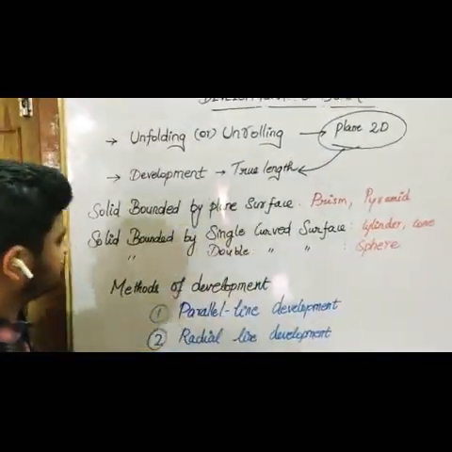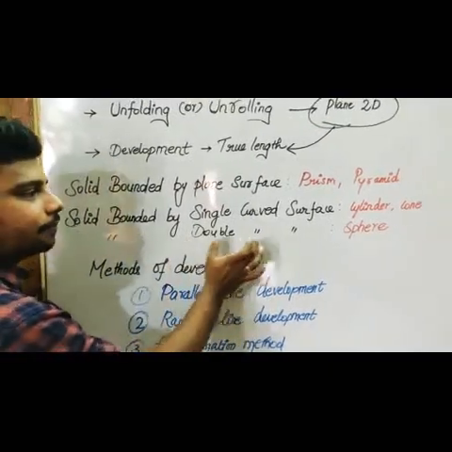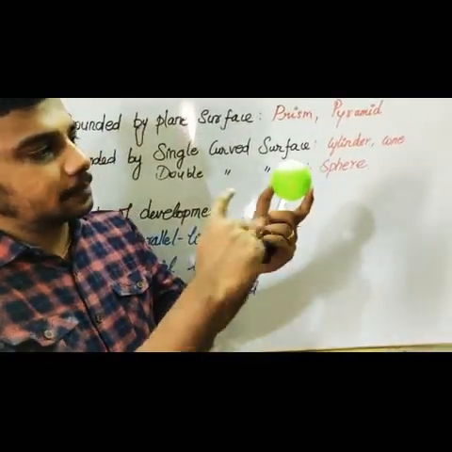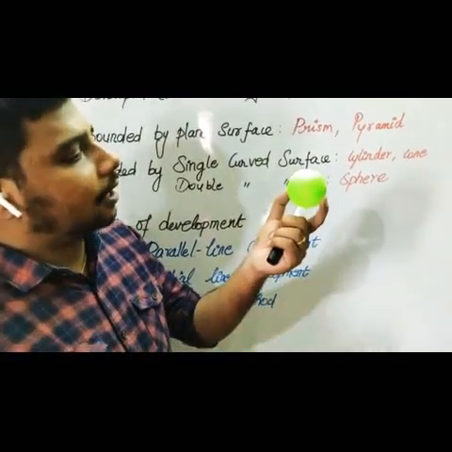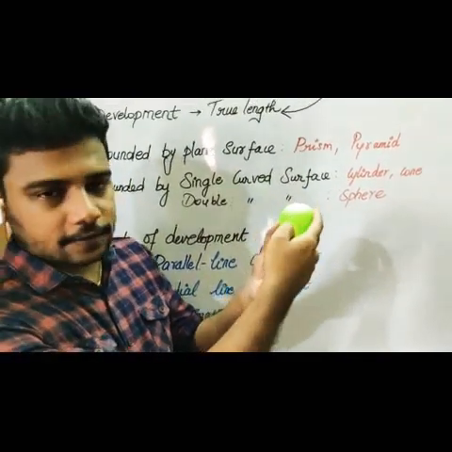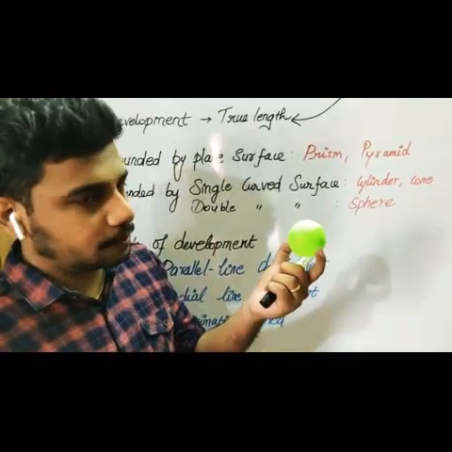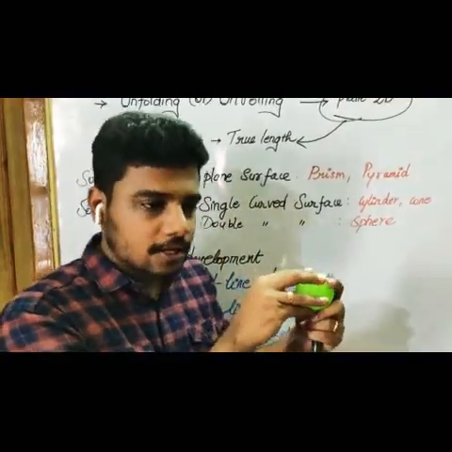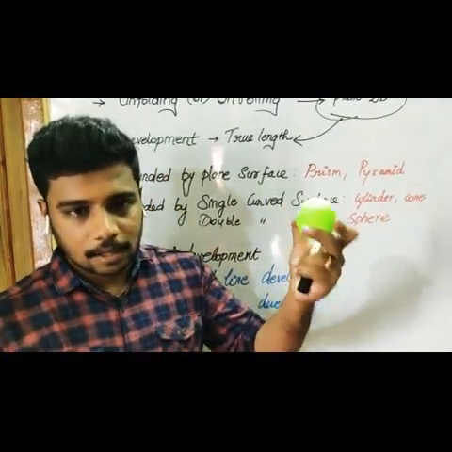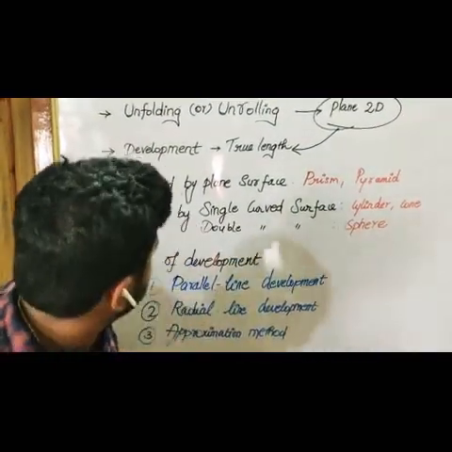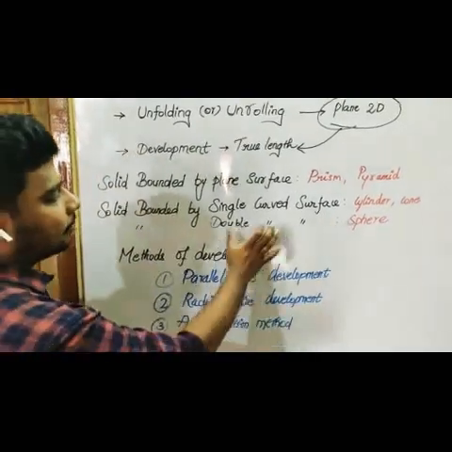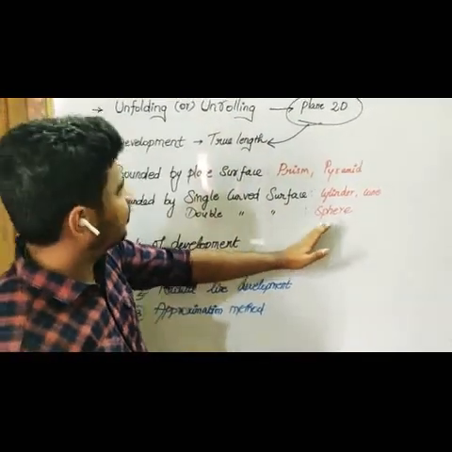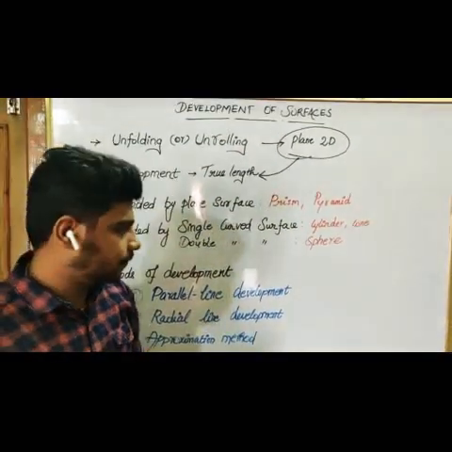The third is a solid bounded by double curved surfaces, which is the sphere. A sphere has two curved surfaces: the top is a hemisphere and the bottom is also a hemisphere, and combining both gives a full sphere. So that comes under solids bounded by double curved surfaces. These are the categories of development of surfaces.